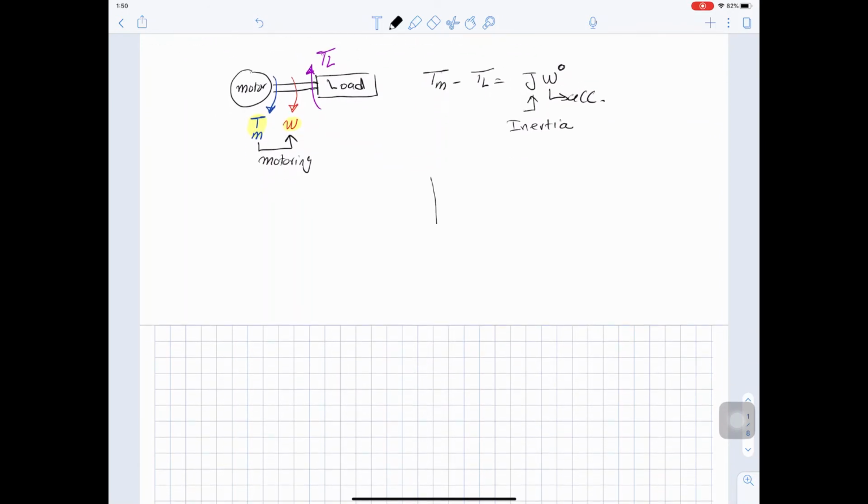So if we sketch the torque speed characteristic, and if we say here we have the speed and here we have the torque, so if the torque and the speed are positive, we call this forward motoring, okay? And we call this quadrant 1. So quadrant 1 is a forward motoring quadrant. So FM means forward motoring.